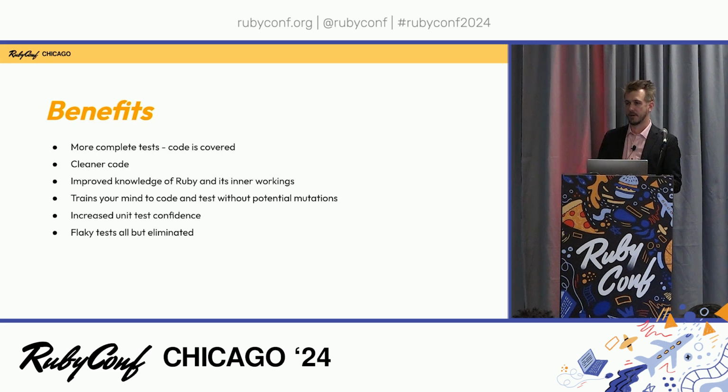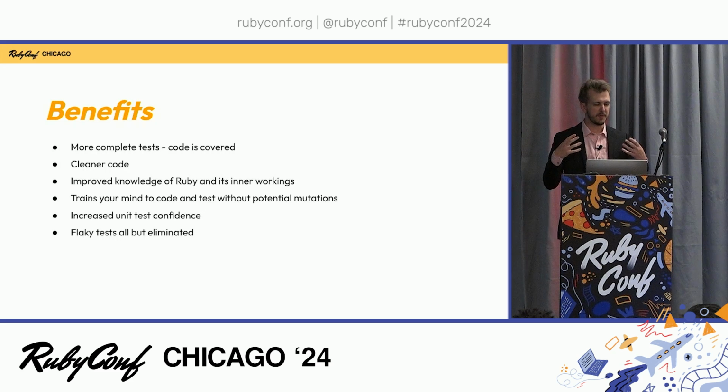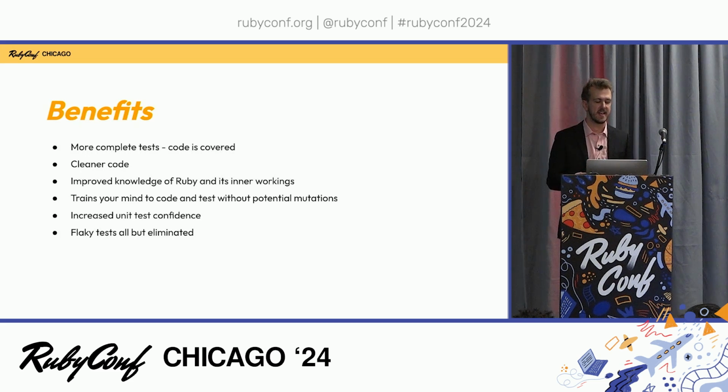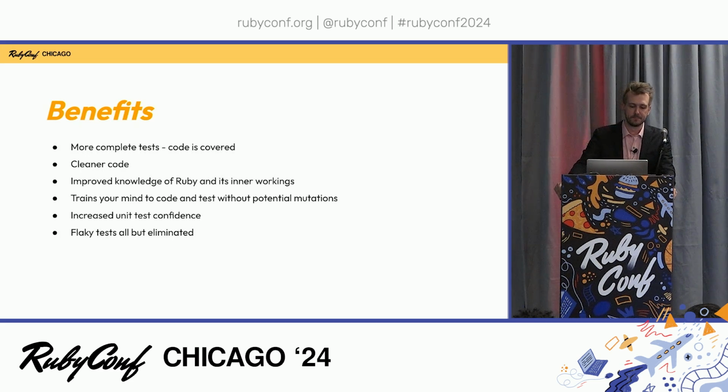You also get cleaner code. You know that your code and your tests are lining up, and mutation testing kind of forces your code to be just smart, clean, without frills, and it still gets the job done. You also get improved knowledge of Ruby and its inner workings. So mutation testing will really train you and give you a deeper knowledge of what Ruby is doing under the hood. And it also trains your mind to code and test without potential mutations.